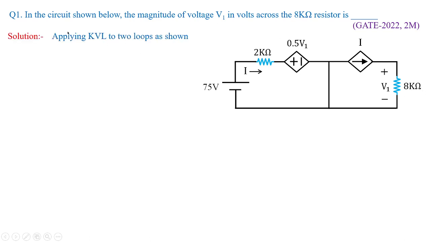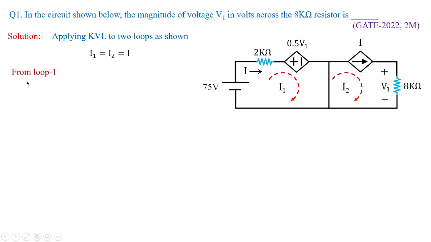So I'll be applying KVL to the two loops as shown. Loop 1 and loop 2 with currents I1 and I2 respectively, I'm assuming to flow clockwise. In fact, I1 is equal to I2, which is also equal to I. This is the important observation you need to make by looking into the problem. So I1 equals I2 equals I. This is the first catch.